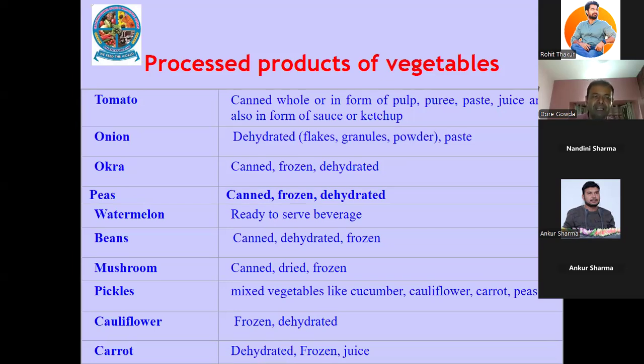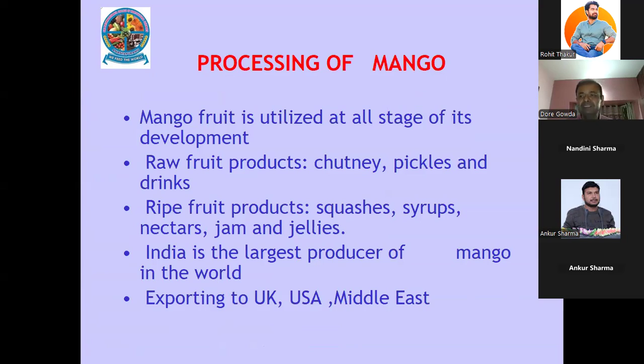If you take the vegetables alone, tomato can be canned whole or in the form of pulp, puree, paste, juice, and also in the form of sauce or ketchup. Onion can be dehydrated, either flakes, granules, powder, or paste. Okra can be canned, frozen, dehydrated. Peas can be canned, frozen, dehydrated. Watermelon, ready to serve beverages. Beans canned, dehydrated, frozen. Mushroom canned, dried, frozen. Pickles, mixed vegetables like cucumber, cauliflower, carrot. Cauliflower can be preserved by freezing or dehydrating. Carrot dehydrated or frozen. So apart from this, that is mainly about vegetables.